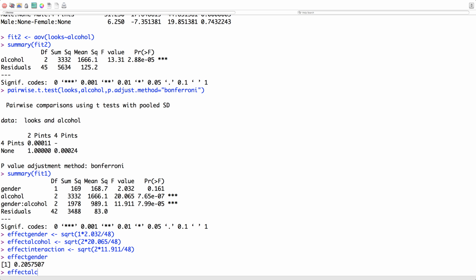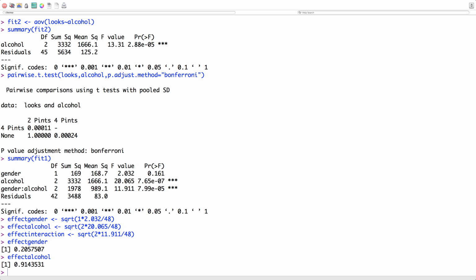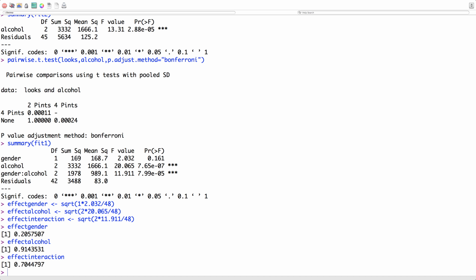So the effect for alcohol, I'm expecting pretty high here. Very, very high effect. And the effect for the interaction, I'm also expecting to be very high. Okay, so we'll keep that in mind. The next thing I'd want to do is my power. So I'll tell you what I'm going to do, I'm going to write these effect sizes down.